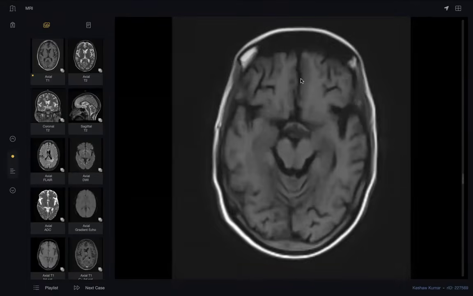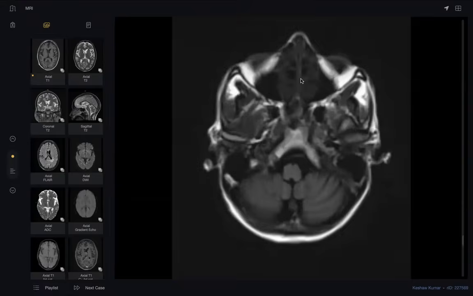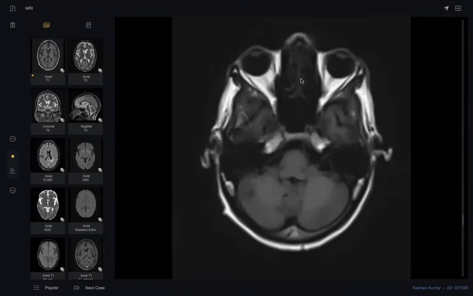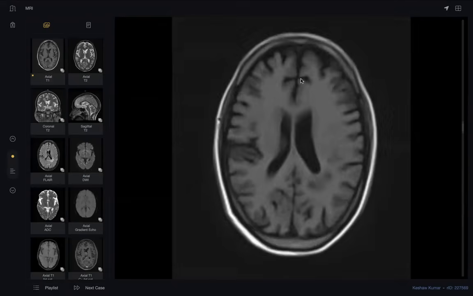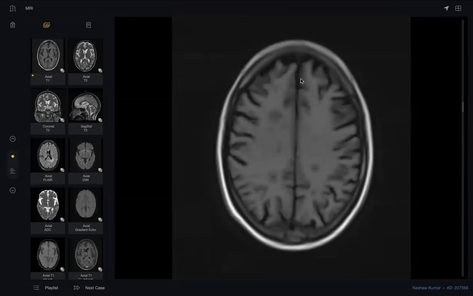I'm presenting an MRI T1 axial view of the brain. I can see multiple abnormal hypointense signal foci in both centrum semiovale and corona radiata bilaterally. They are asymmetrical in shape. They have a central hypointensity.